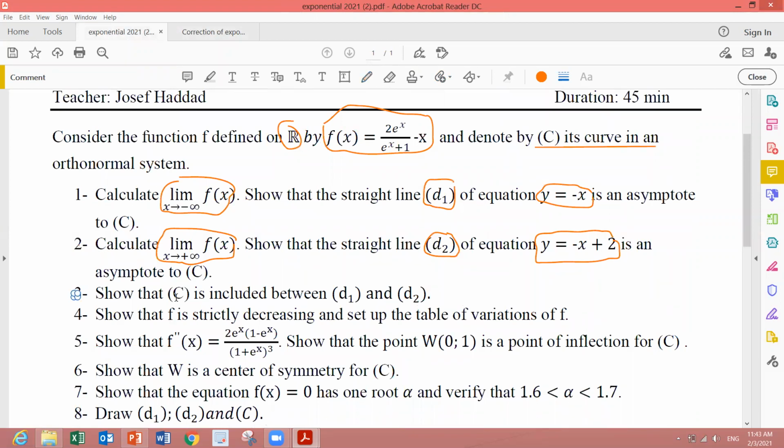Part 3. To show that the curve C is included between D1 and D2, we have to study the position between C and D1 and the position between C and D2.